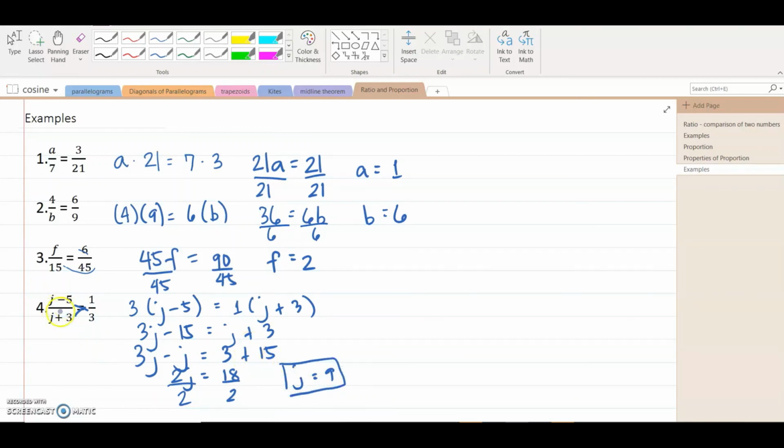If we're going to check J minus 5, that is 9 minus 5 over 9 plus 3 equals 1/3. 9 minus 5 is 4 over 12 equals 1/3. And of course, 4 over 12, the lowest term is also 1/3. So the correct answer here is 9. And 4 over 12 is proportional to 1/3.